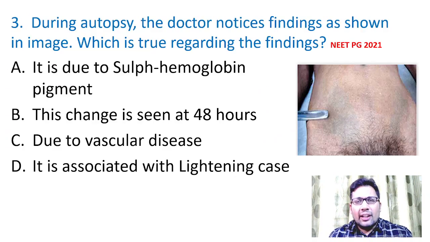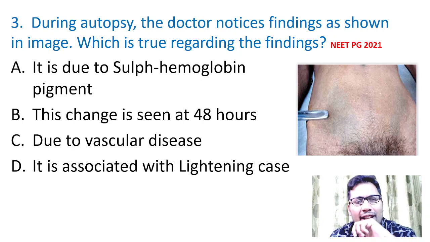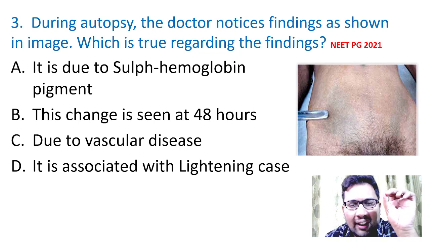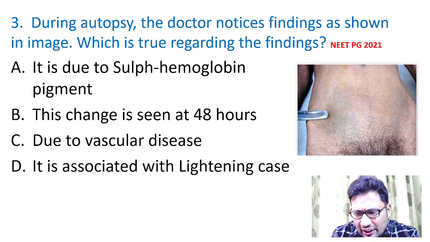Now question number 3. During autopsy, the doctor notices a finding as shown in the image. Which is true regarding the finding? It is due to sulf-hemoglobin pigment. This change is seen at 48 hours. It is due to vascular disease. It is associated with lightning case. Definitely it is not a lightning case.